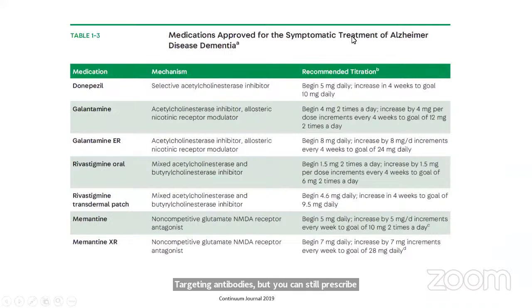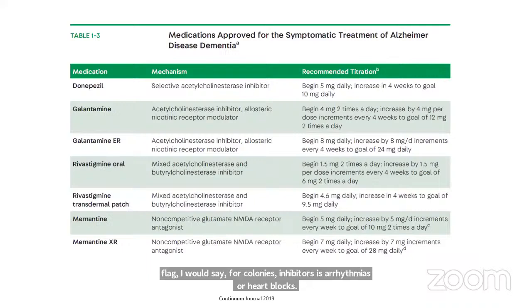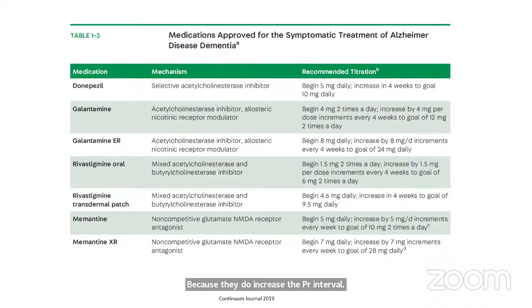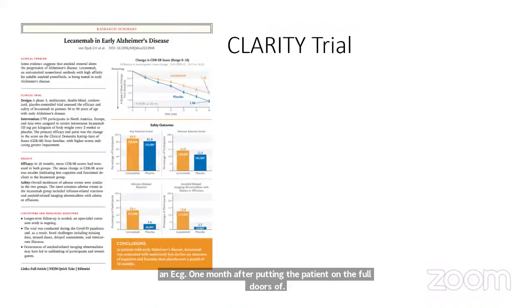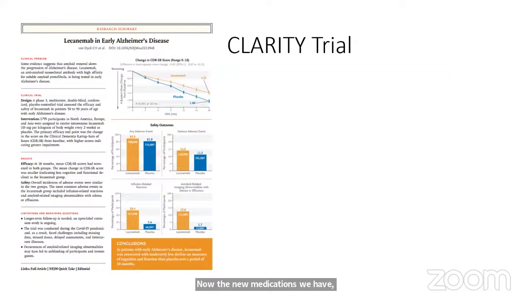Now, these are the different medications with the different side effects profile. They're generally safe medications. The only red flag, I would say, for cholinesterase inhibitors is arrhythmias or heart blocks because they do increase the PR interval. Now, there is no clear recommendation, but I usually do an ECG 1 month after putting the patient on the full dose of cholinesterase inhibitors.